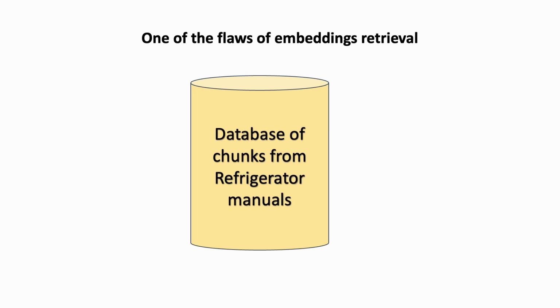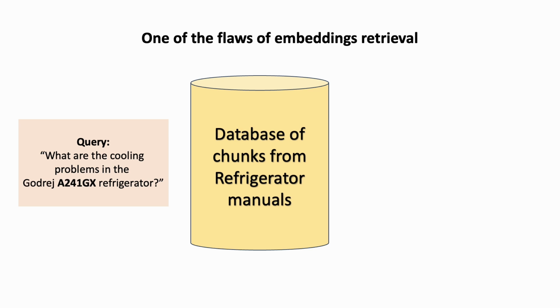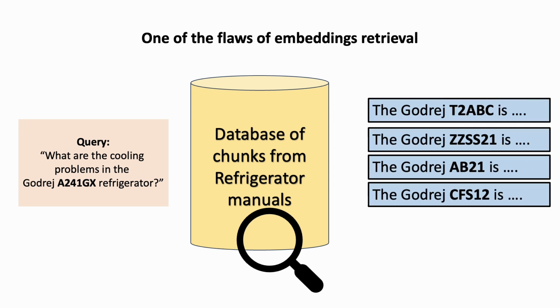For example, suppose you have a database of manuals containing information about specific refrigerators, and when you ask a query mentioning a very specific niche model or serial number, the embeddings will fetch documents that kind of resemble your query but may fail to exactly match it, thereby making all of the retrieved documents kind of useless.